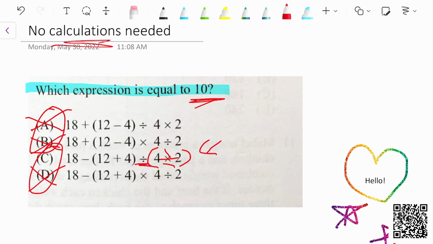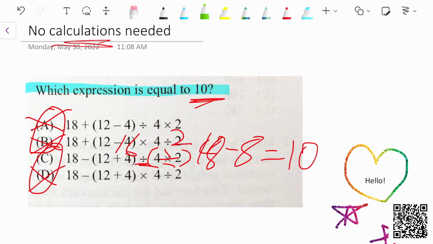So let's check it because this is practice. We have a 12 plus 4, which is 16, divided by 4 divided by 2, which is 2. And 16 divided by 2 is 8. And then 18 subtract 8 is 10. So C is correct. Approval.